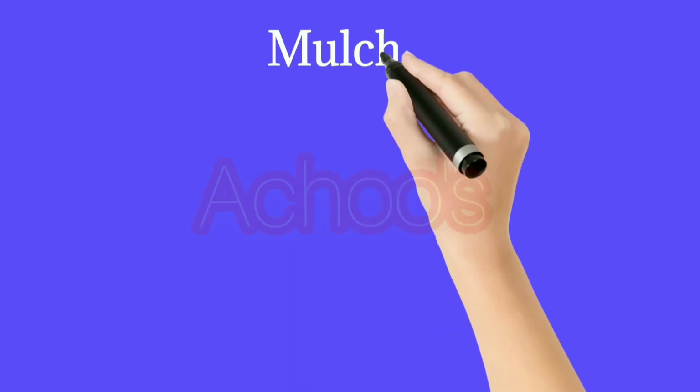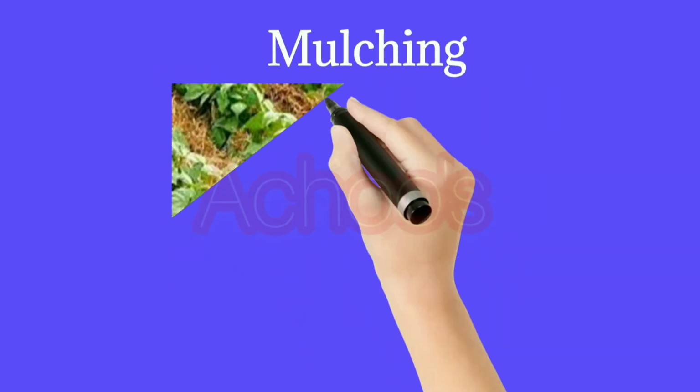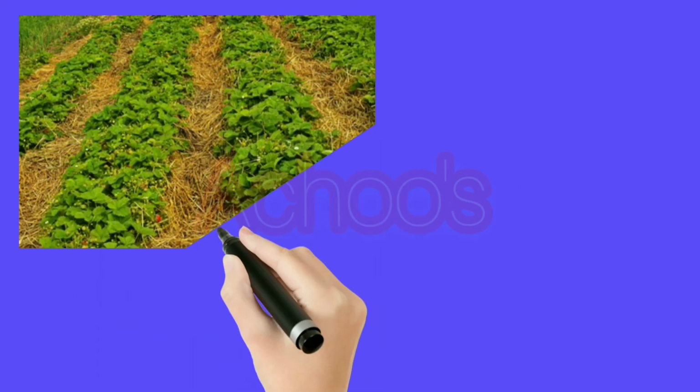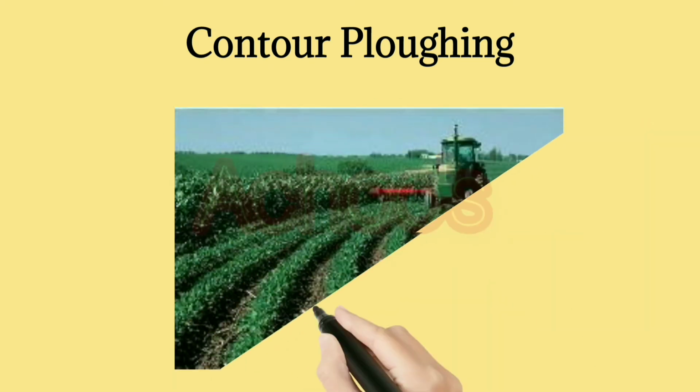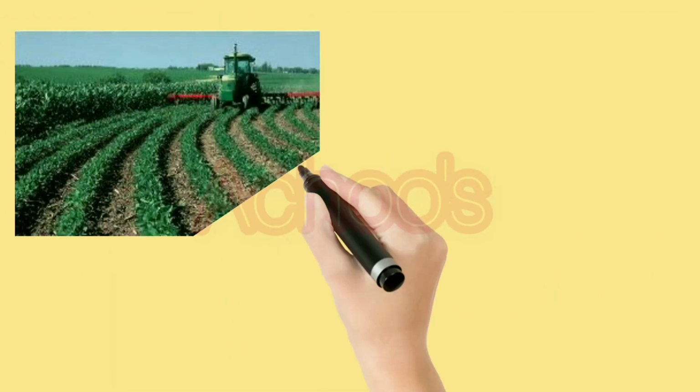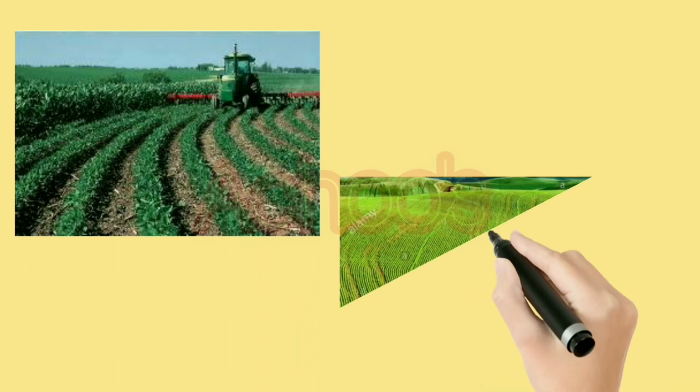The next method is mulching. Mulching is the covering of bare ground with a layer of organic matter like straw, hay, or dry grasses to retain its moisture and prevent soil erosion. And the next method is contour flying. It is common in hilly regions. Flying across the hill slope along its contours forms a natural barrier and it prevents soil erosion by rainwater. Contours also act like bunds and help in conserving soil.